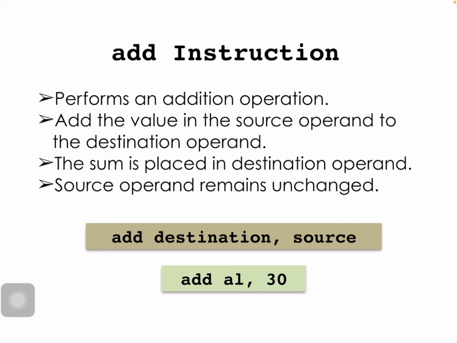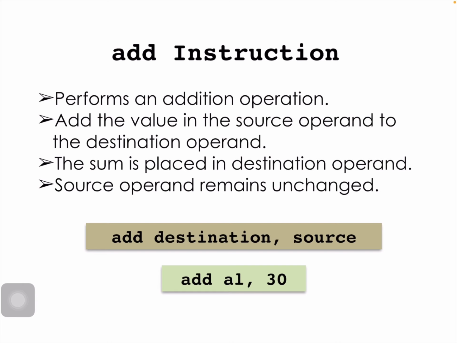In this video, I will discuss the add instruction in assembly language. The add instruction performs the addition operation. It will add the value in the source operand to the destination operand, and the sum of the addition will be placed in the destination operand. The source operand will remain unchanged, meaning the value in the source operand is untouched.